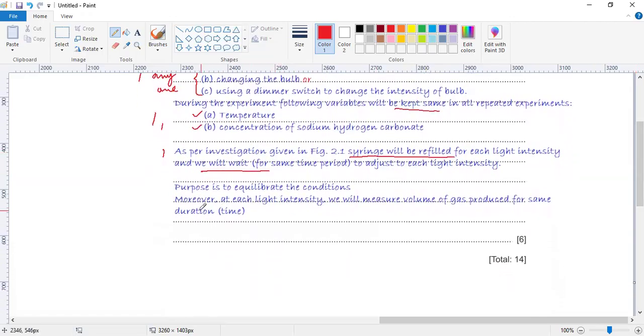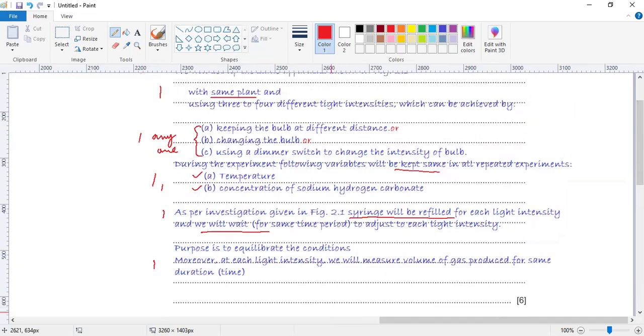And moreover, at each light intensity, we will measure the volume of gas produced for the same time duration. So this is another important point. For such planning questions, be relaxed to answer and to cover all the important points. You can use your marking scheme as well, to see what the marking scheme says to you. Okay, so that was the last component of this question.